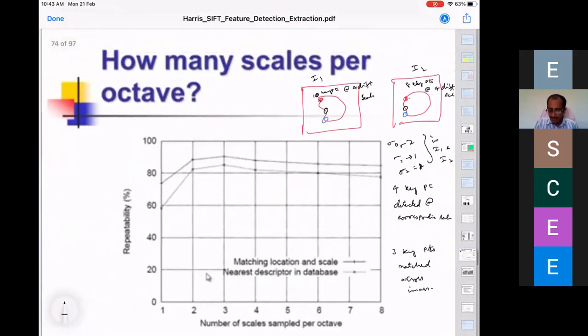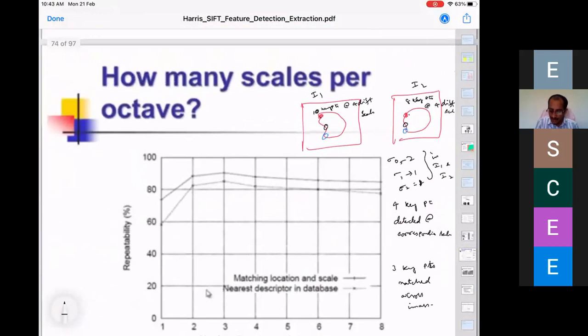Other key points are detected, but they are at different scales. So if one key point is detected at a scale of sigma naught, in the other it is detected at sigma 3. So they are not detected at the same scale. But these are the key points detected at the same scale. Then among that, if I try to match based on the descriptor around the key point, 3 of them have matched across the images.